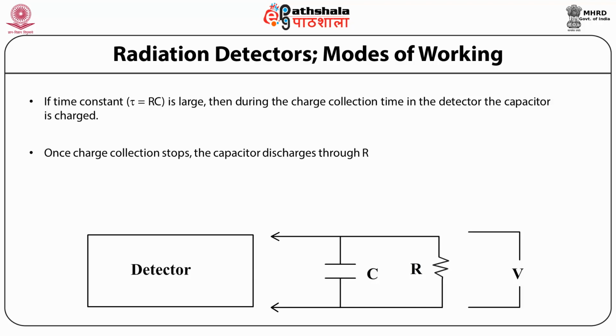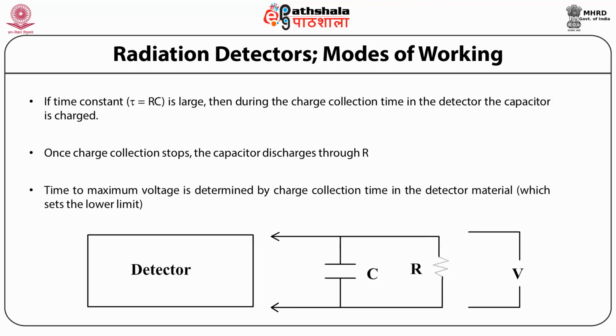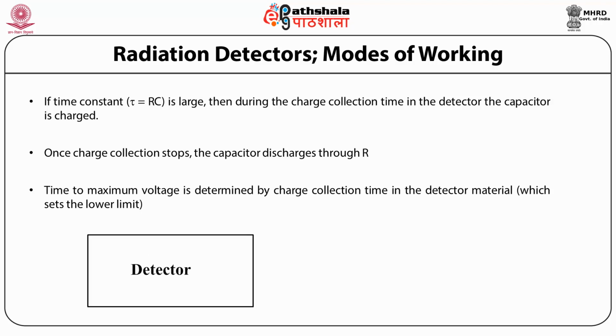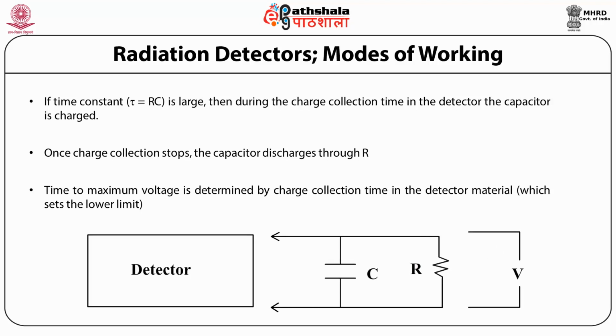So when the capacitor discharges through R, we can find the time constant, because time constant tau is equal to RC. Time to maximum voltage is determined by the charge collection time in the detector material. So until the entire charge passes through R, we cannot achieve the maximum voltage. So the output voltage becomes maximum with the charge collection time in the detector material, which sets the lower limit.